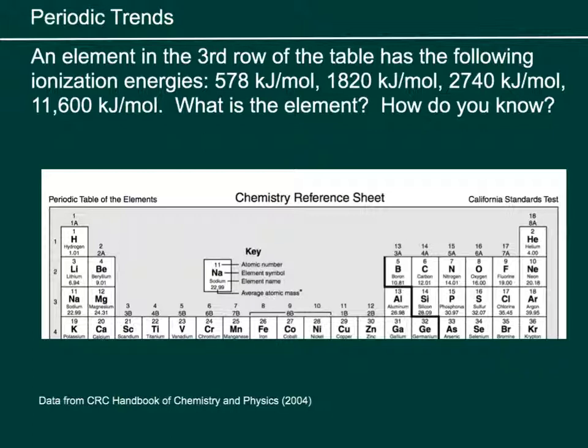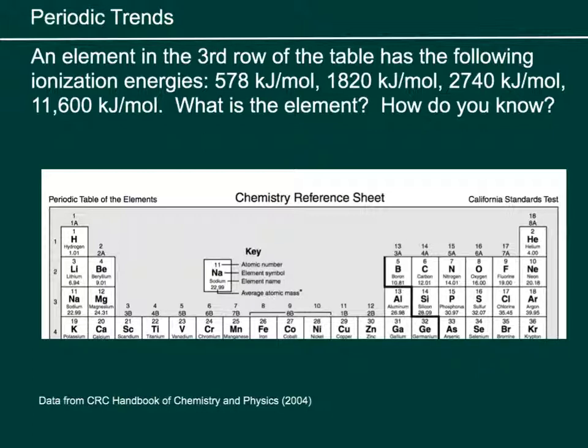If you look at these values, one of the things you'll note is that here we have an element in the third row of the table. We're just given that it's in the third row of the periodic table, so somewhere in between sodium, magnesium, all the way out to argon. It has the following ionization energies: 578 kilojoules per mole.